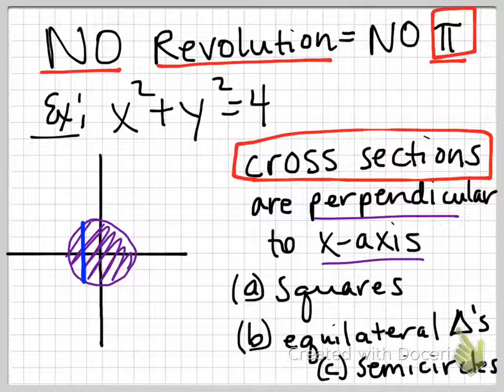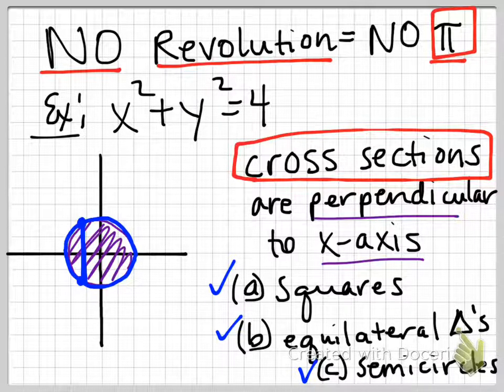So that tells me that when I'm trying to find the base that goes into most of these formulas, the base is going to go from the top curve to the bottom curve, because that's perpendicular to the x-axis. This says find the cross-sections perpendicular to the x-axis, and those cross-sections are going to be squares one time, equilateral triangles one time, and semicircles one time, and we're just going to use a different formula for each one.